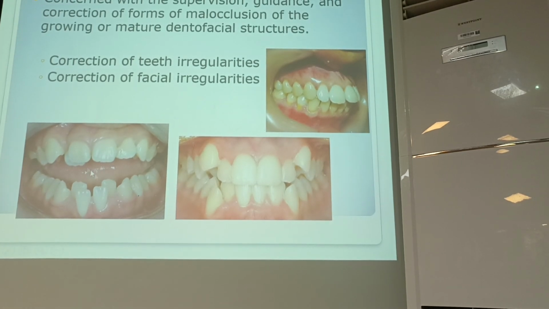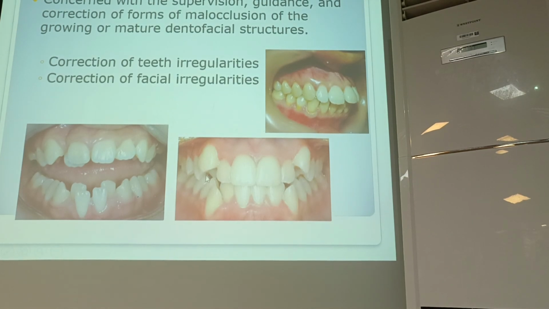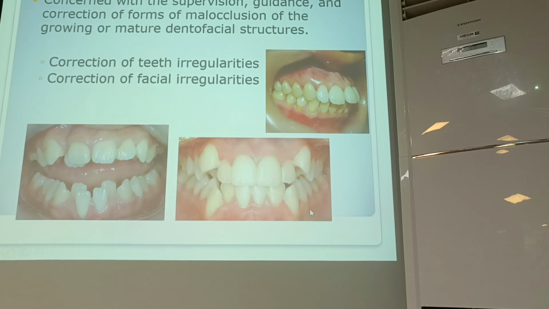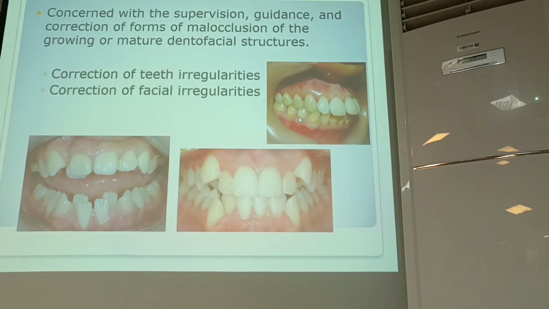You can see here crowded teeth. These arches, both arches, have a space deficiency for teeth, and also here you can see canines in the upper jaw and lower jaw that need some special space. And also you can see here the retruded position of the mandible. So it is a facial irregularity.